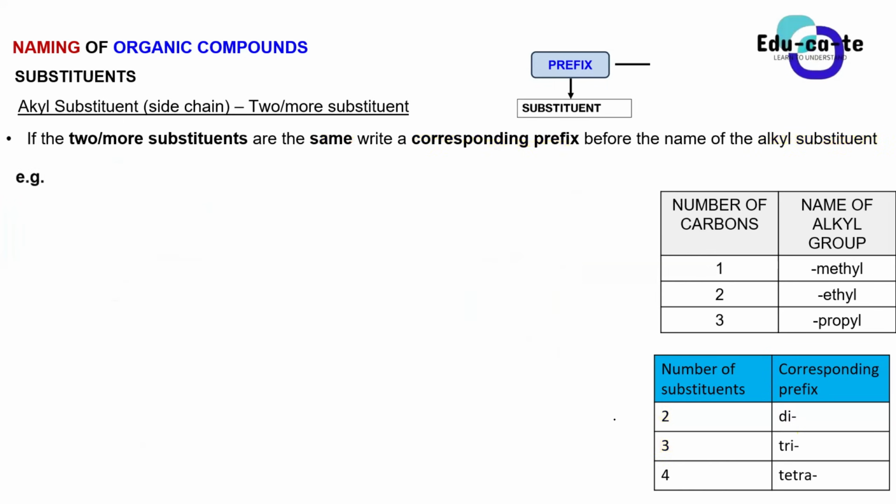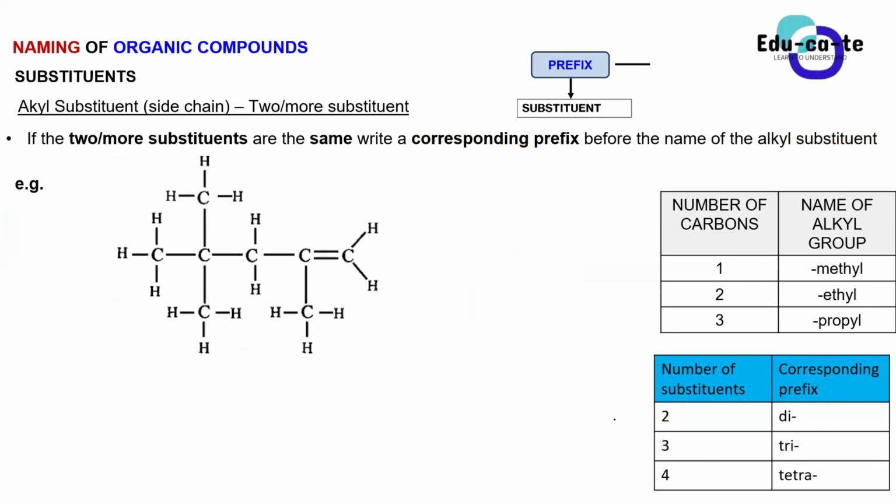Still looking at this, look at this one. This is an alkene. Name this alkene. How can we name this alkene? Start with the parent chain. How many carbons do we have in the parent chain? Let's see. So we've got 5 carbons in the main chain. Yes, we've got 5 carbons, right?